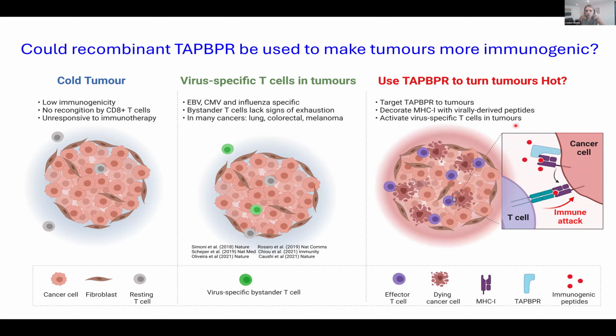Therefore, given our ability to use recombinant TAPBPR to load virally derived peptides onto tumour cells, we wanted to explore whether there was a way to target TAPBPR specifically to tumours. Then we could use this to load exogenous peptides and to activate these viral-specific T cells within the tumour microenvironment.